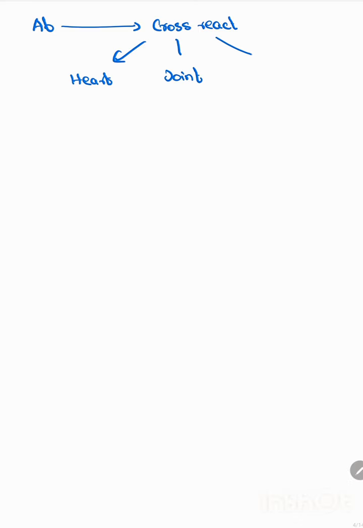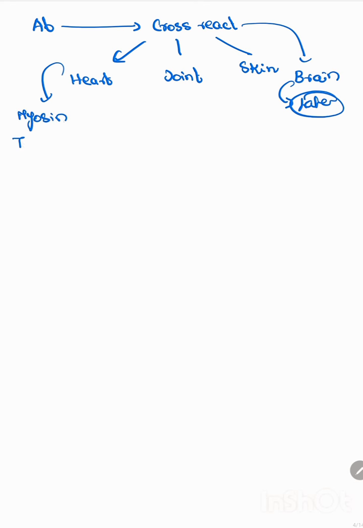So what in the target organ are these antibodies targeting? These antibodies will cross react with heart, with joint, with skin and brain. We will discuss the brain section later in the clinical manifestations. In the heart, it will cross react with myosin, tropomyosin and laminin. Myosin, tropomyosin and laminin, especially the cytoskeleton.